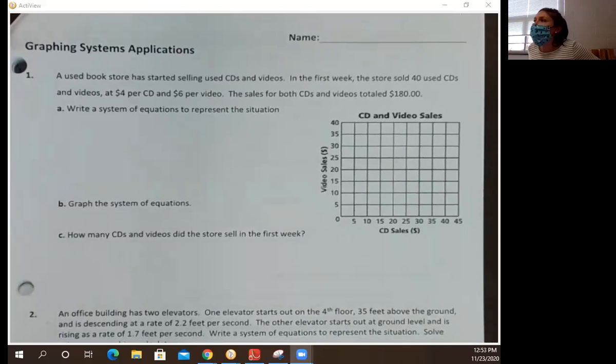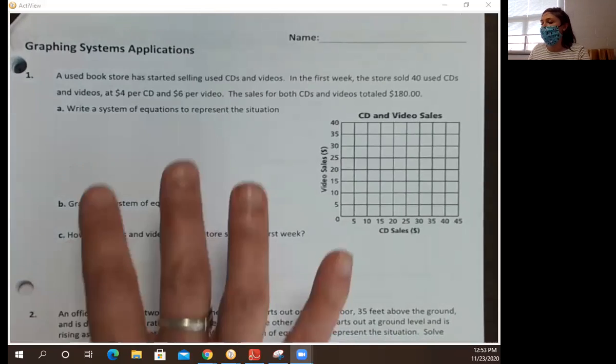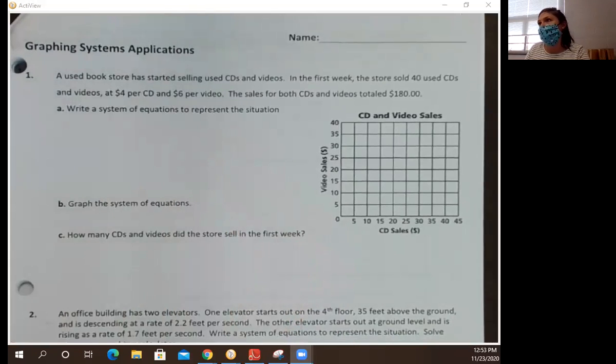The difference will be that instead of just having those two equations given to us, we're actually going to write them based on the scenario that we have presented in our notes. Okay, so we're writing equations in addition to solving them by graphing today.